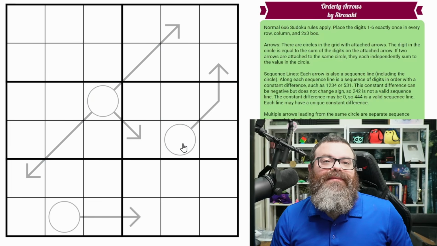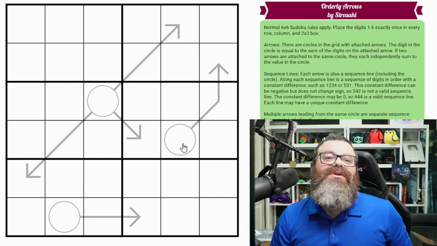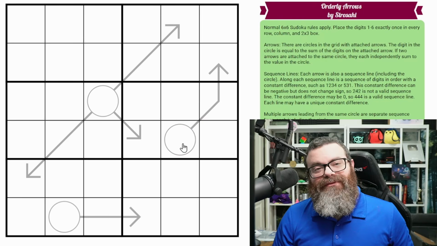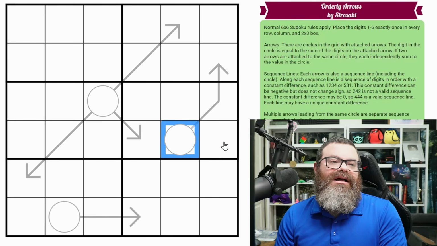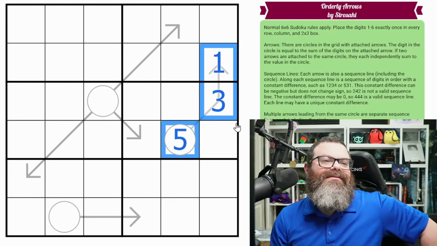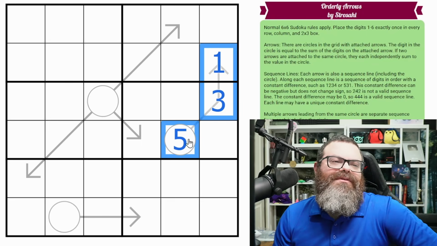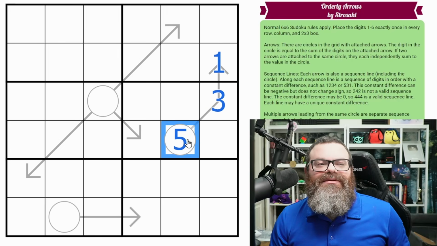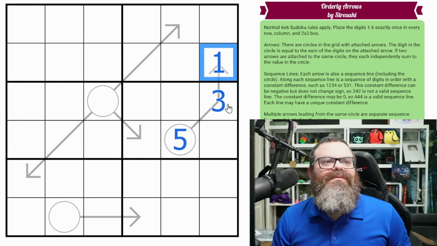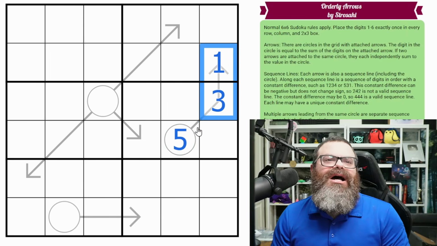A sequence line is a sequence of digits in order with a constant difference, like 1, 2, 3, 4, 5, or 5, 3, 1, right? So for example, 5, 3, 1 here, if this was just a sequence line, we know that doesn't add correctly for an arrow. But with 5, 3, 1, you can see that starting from any end, we have a difference of 2. So we subtract 2 and then subtract 2 again, or from the other end, we add 2 and then add 2 again.